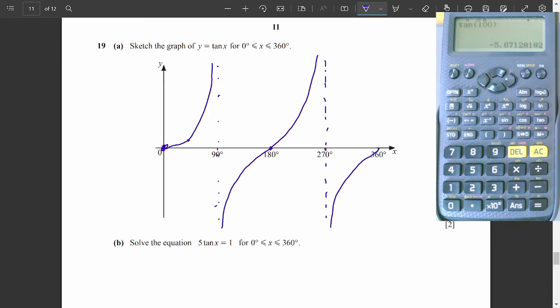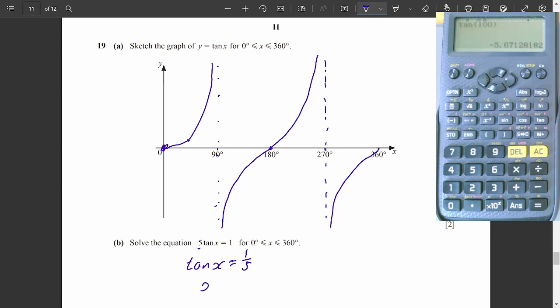When you're happy with your graph, we do question 19b. We need to solve that equation. So 5 tan x equals 1. First thing we're going to do, move that 5, get rid of it. So we divide both sides by 5. That will give us tan x equals 1/5 or 0.2.